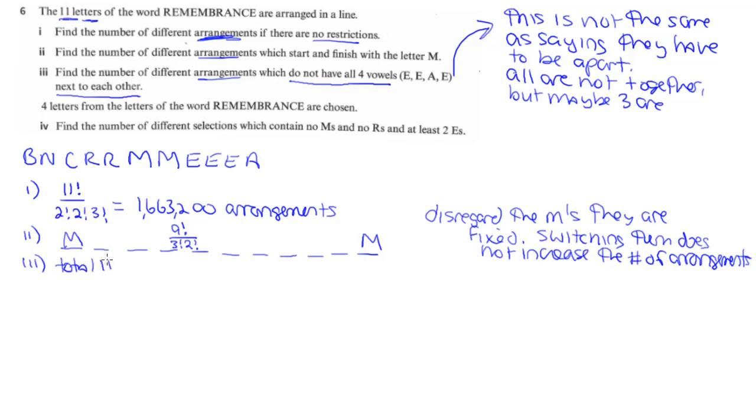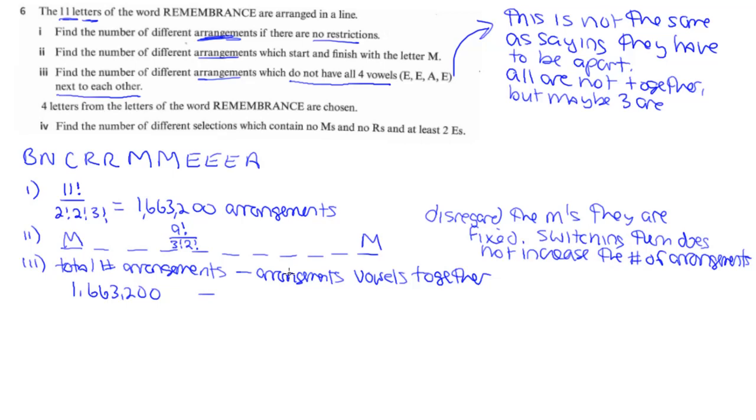So what we're going to do in this case is find the total number of ways they can be arranged, which we already have. That was in part 1. And then we're going to subtract the number of arrangements where the vowels are together. And then what's left over has to be any situations where they are not absolutely all 4 together.